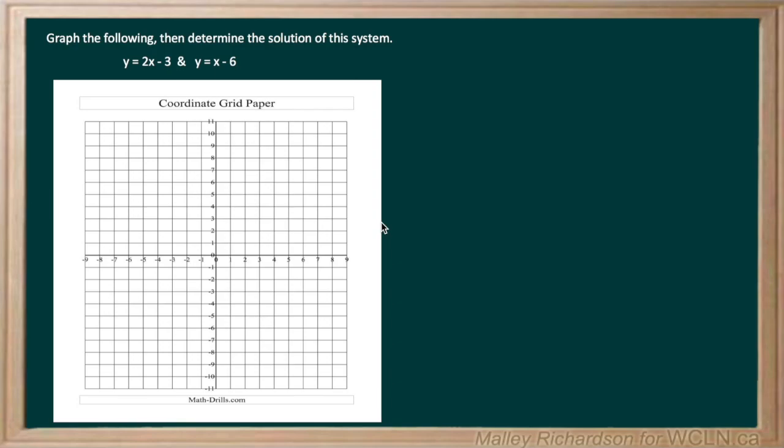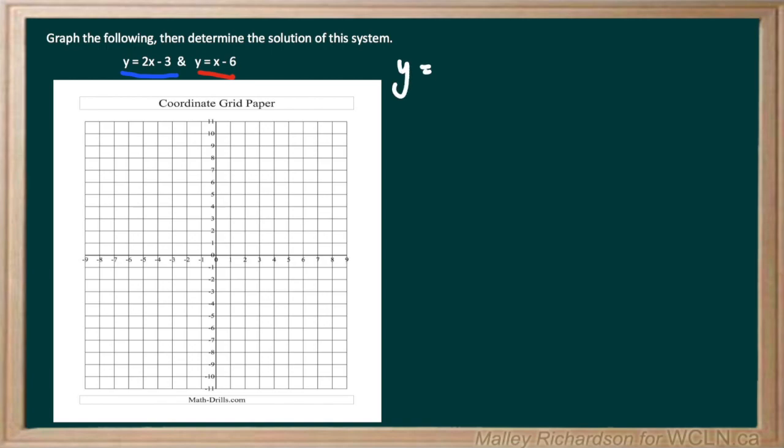In this question, we want to graph the following equations and then determine the solution to the system. Our equations are y equals 2x minus 3 and y equals x minus 6. We will graph our first equation in blue, and then we'll graph our second equation in red. So let's take a look at our first equation.